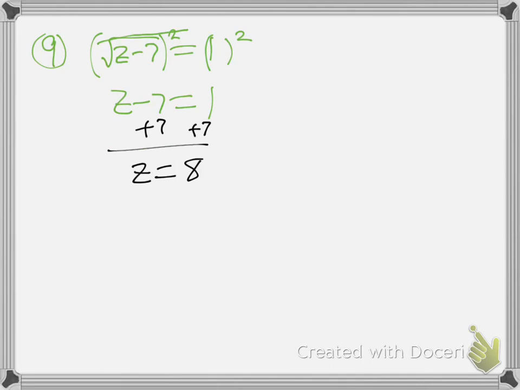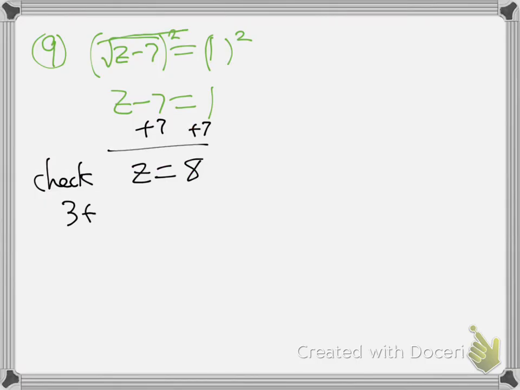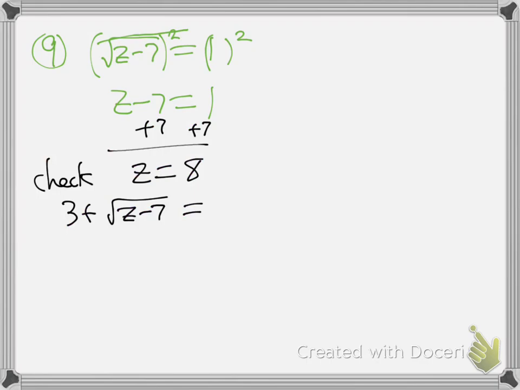And we're not done. Why not? Because we have to check it. After all that, we still have to check it. It might be a no solution. Where do we check? First step. Go back to the first question before I did anything to it. 3 plus root of z minus 7 equals root of z plus 8. And then put in that 8.